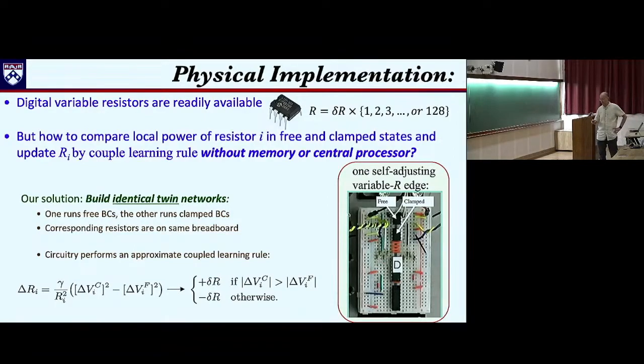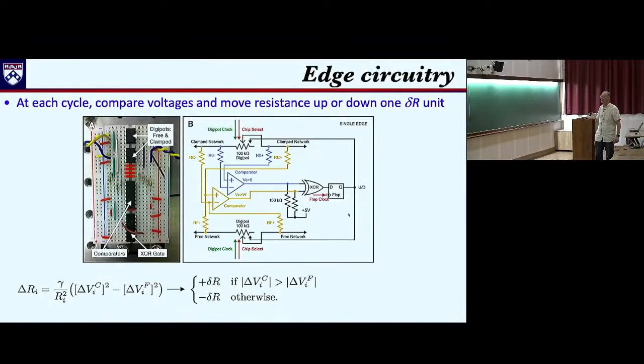So there's the actual coupled learning rule translated from connectivity into resistivities. Every clock cycle will update edge R according to this, if we could. But first time out of the box, we did something simpler. The circuitry decides if this quantity is positive or negative, and we go up or down by one notch. It'll get us where we want to go, but it's not as fast as gradient descent. How do we know? Because we built it and tested it, and it works.